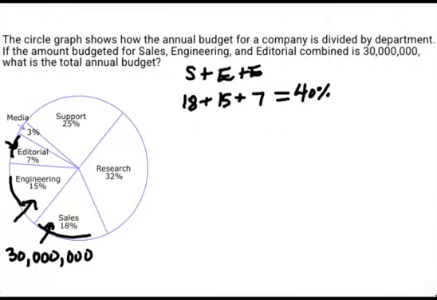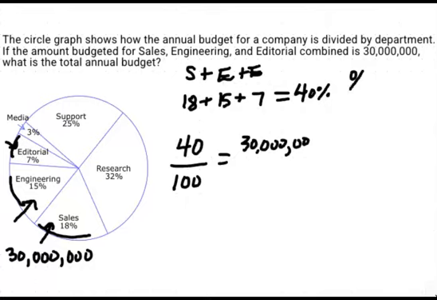Okay, so 40%, so here's the way you can look at it. 40% out of the 100 is the part. That's the 30 million. Okay, so 40% is just the part. And I've done this before, so I'm going to actually write it up here to remind you. Percent over 100 is equal to my part divided by my whole.